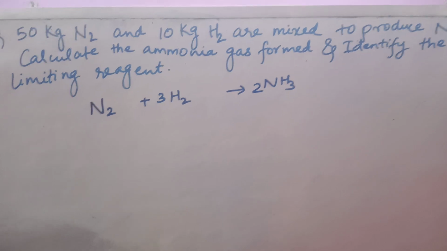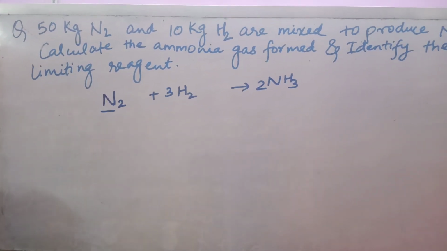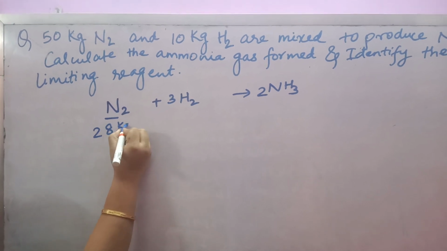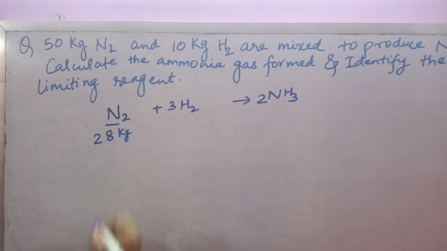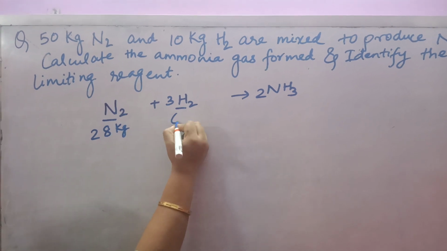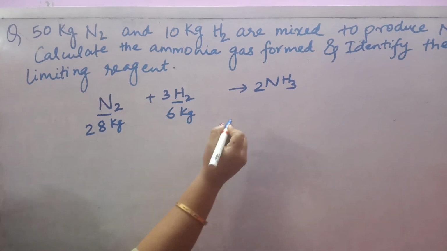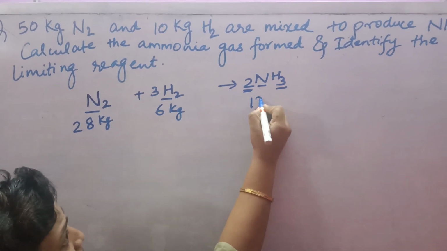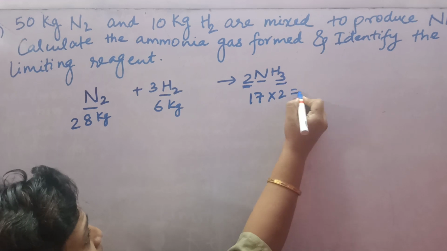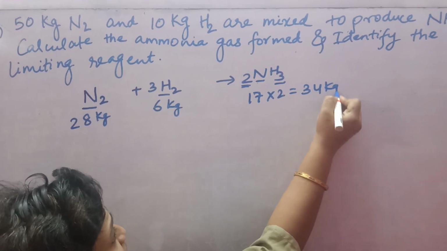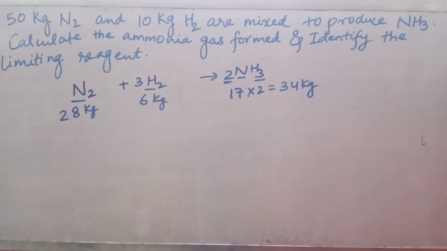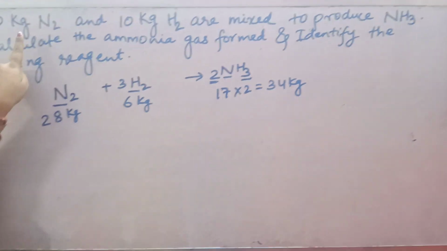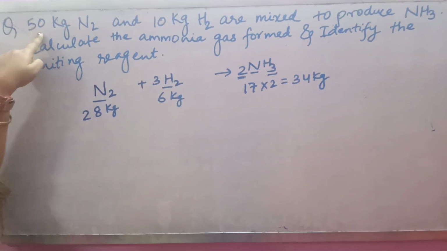Now the molar mass of nitrogen is 14, but it is N2, so you can take 28 kg, or if you take grams, you convert it into grams. H2 is 6 kg for 3 moles. For ammonia, 14 plus 3 is 17, for 2 moles, so 17 into 2 is 34 kg. Now you have to see that 28 kg of N2 is producing 34 kg of ammonia, but in the given data you have to calculate for 50 kg of N2.